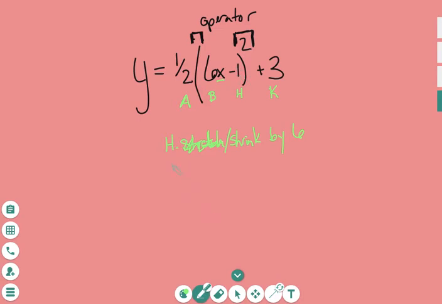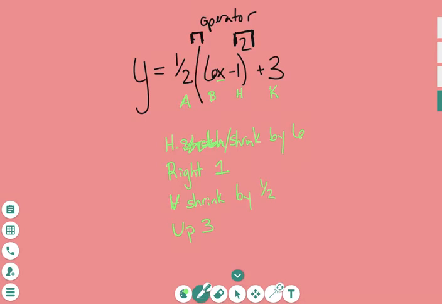Our h would be the next thing we would do, so that would mean we would move right, because again, the negative sign is part of the equation, 1. The next thing I would do would be multiply by 1/2, so this would be a vertical shrink by 1/2. And the last thing I would do would be to move my graph up 3.